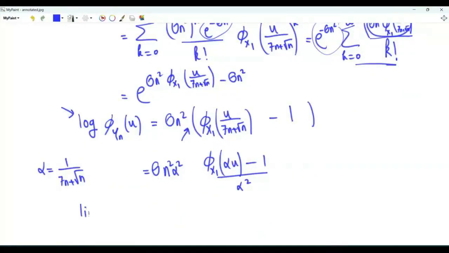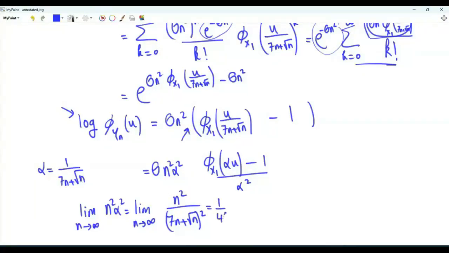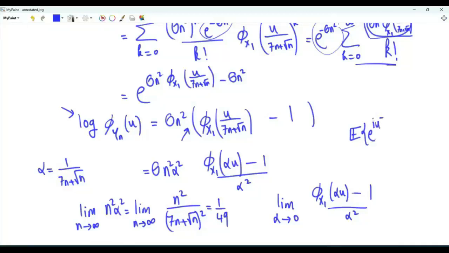We need now to compute two limits. The limit as n tends to infinity of n squared alpha squared, which is the limit as n tends to infinity of n squared over 7n plus square root n, whole squared. This is 1 over 49. We also need to investigate the limit as alpha tends to 0 of phi X1 of alpha u minus 1 over alpha squared. The characteristic function of random variable Z is the expectation of e to the i u Z. The characteristic function evaluated at 0 is equal to 1. So if alpha is equal to 0, then the numerator is 1 minus 1, which is 0. The denominator is also equal to 0.